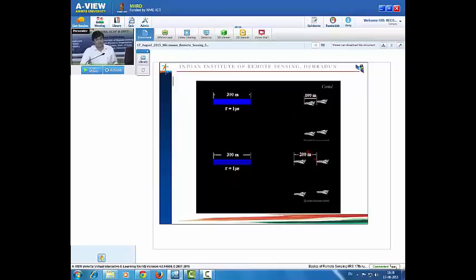Now in this case, the distance between the nose of the first aircraft to the nose of the second aircraft is 200 meter. It means that this is greater than 150 meter. It means that this distance is greater than the minimum range resolution of 150 meter. It means that both the aircraft will be identified as two separate objects in the SAR imagery or radar imagery.